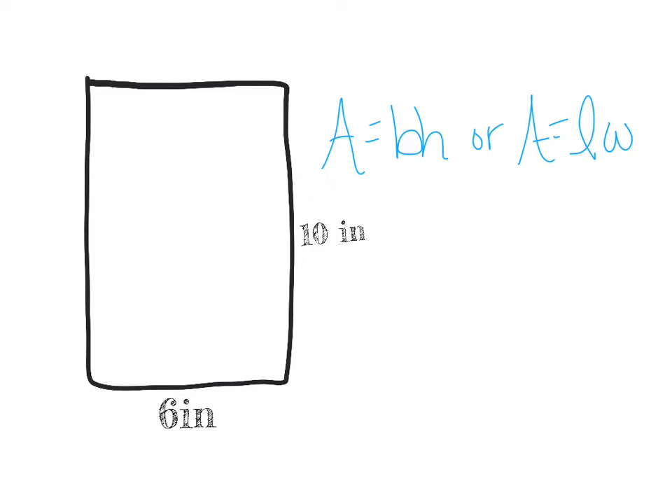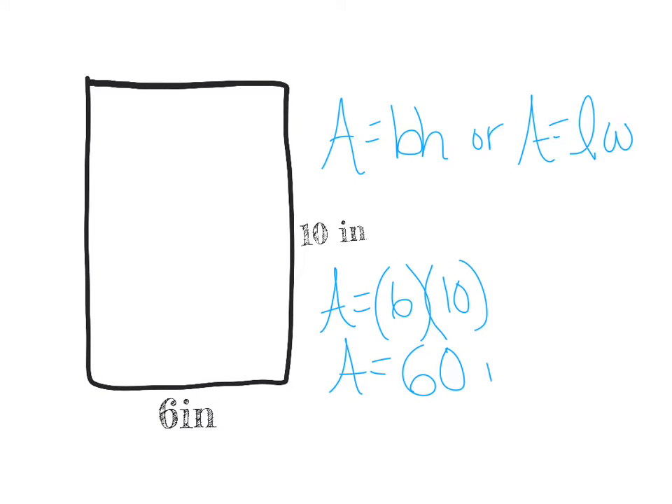Now let's solve using the measurements I just put in. I'm going to rewrite my formula, substituting in what I know. Area equals my base, which is 6, times my height, which is 10. And I simplify, 6 times 10 is 60 inches squared. We already know how to do that though.